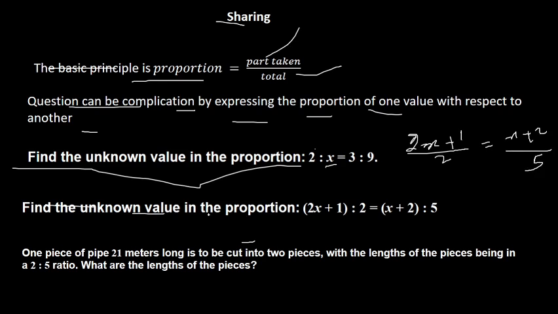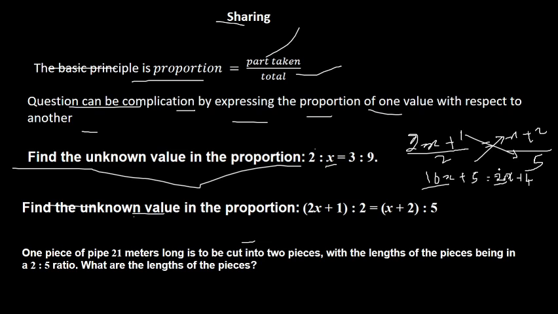You have to find the unknown value, which is x. So in order to find x, you have to simplify this equation. To simplify it, what you are going to have is 10x plus 5 is equal to 2x plus 4. You know what I did? I multiplied this one by 5, and I multiplied this one by 2.